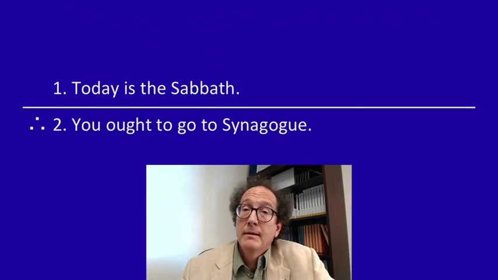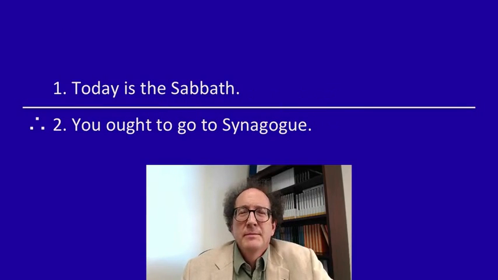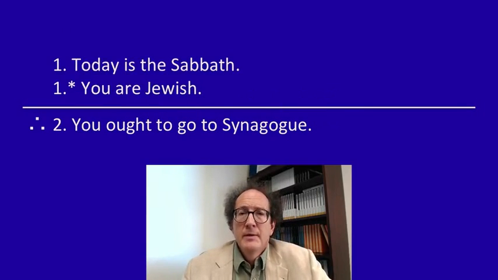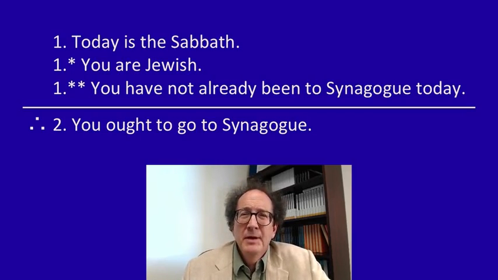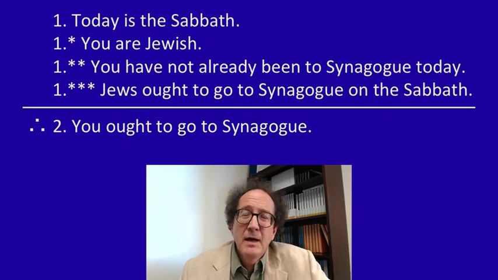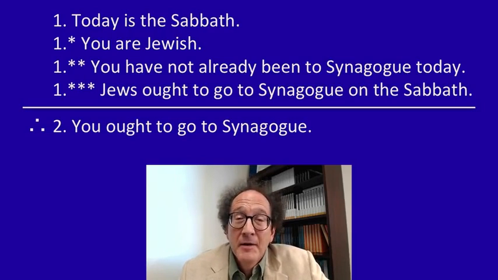Here's another. It's the Sabbath, so you ought to go to synagogue. Well, that's clearly not valid. One suppressed premise is you're Jewish. The other suppressed premise is you haven't been to synagogue already today on this Sabbath. And the third suppressed premise is a religious norm, namely, Jews ought to go to the synagogue on the Sabbath. And you need that whole bunch of suppressed premises in order to get from the premise that it's the Sabbath to the conclusion that you ought to go to synagogue.